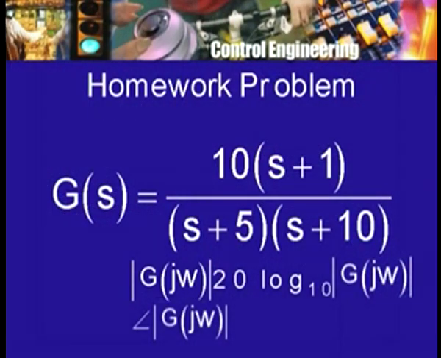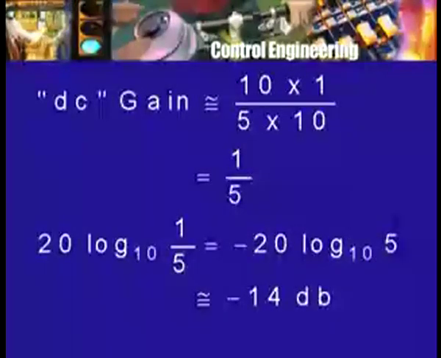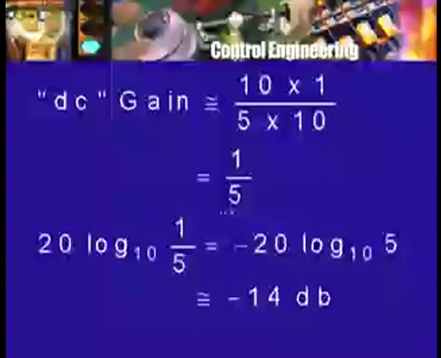What happens as omega tends to 0? Now that in fact is very easy to evaluate. You don't really require a lot of effort, because s is going to be replaced by j omega, and then omega is going to be replaced by 0. So you might as well replace s by 0. If I do that, what do I get? 10 into 1 divided by 5 into 10. So that gives me a DC gain of 1 by 5.